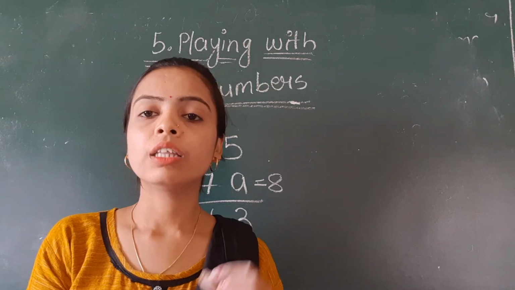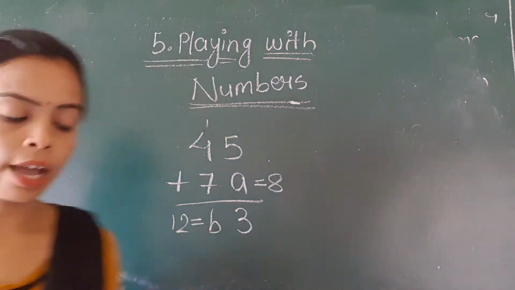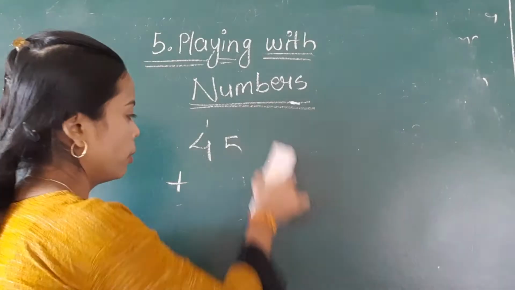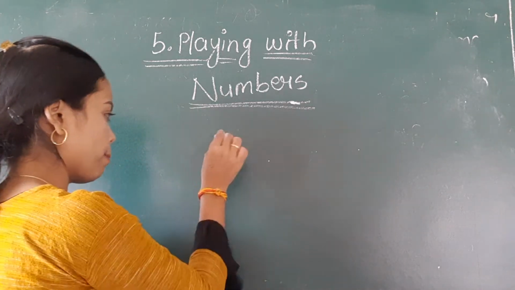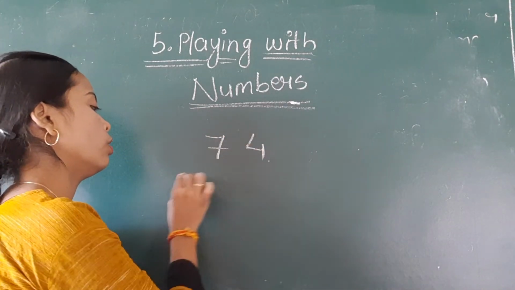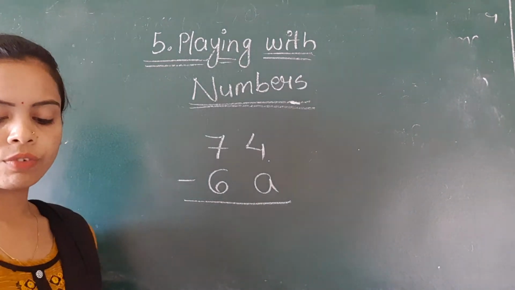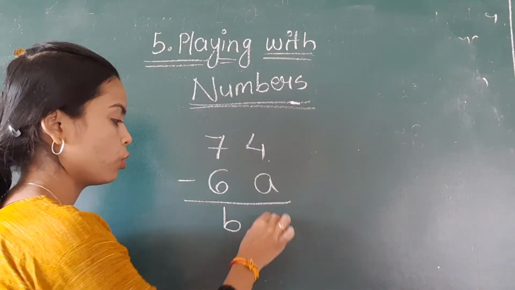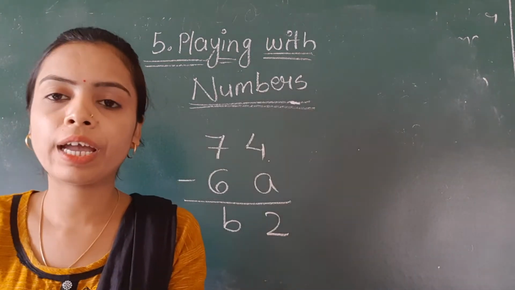Now next, in the same way as the addition of numbers, there are some questions in which subtraction is given, just like a4 minus 6a is equal to b2. Again you have to find the value of a and b here.